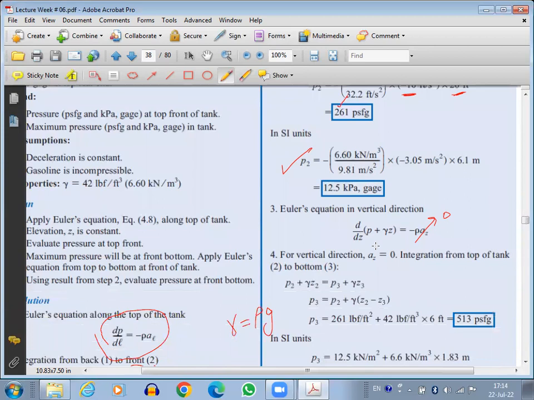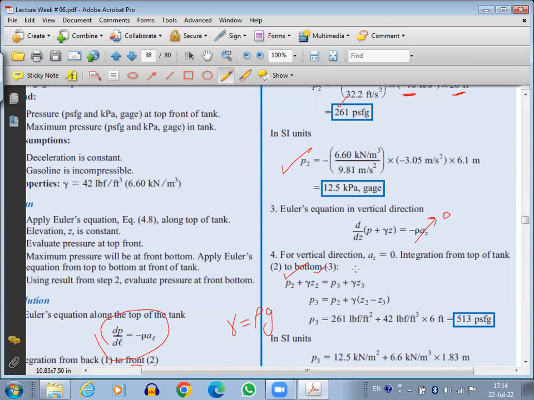Because there is no acceleration in the Z direction, in up and down, it's just P2 plus gamma Z2 equals P3 plus gamma Z3. We already know what P2 is. We have just calculated it.